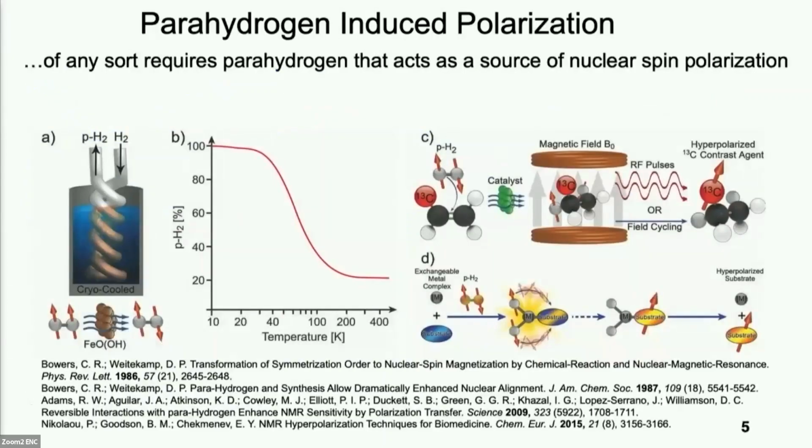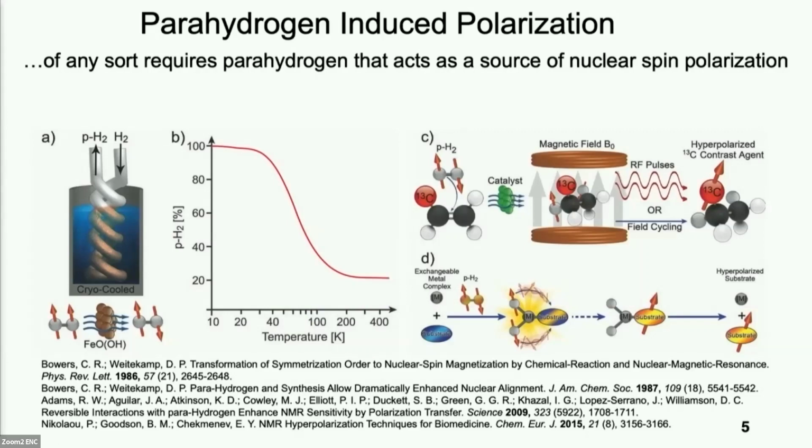So hyperpolarization using parahydrogen, by definition, has to happen with parahydrogen being a source of polarization. So this is basically where the story begins. And it doesn't really matter which technology you would choose, either hydrogenated FIP or SABER technology, where we use exchange of parahydrogen. We always start with parahydrogen as a source of our polarization.